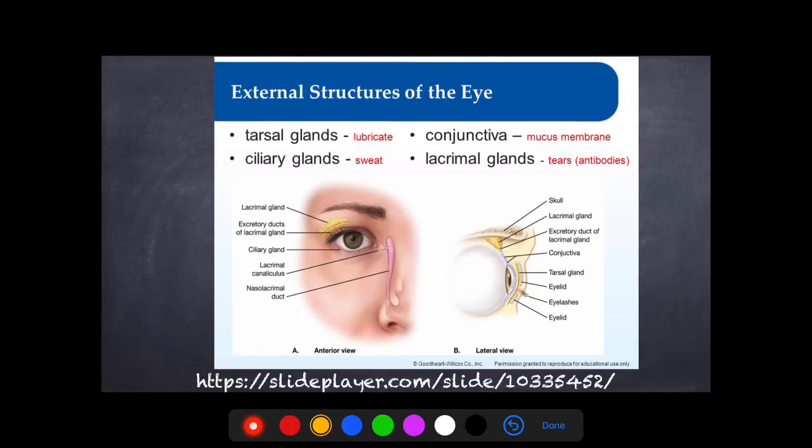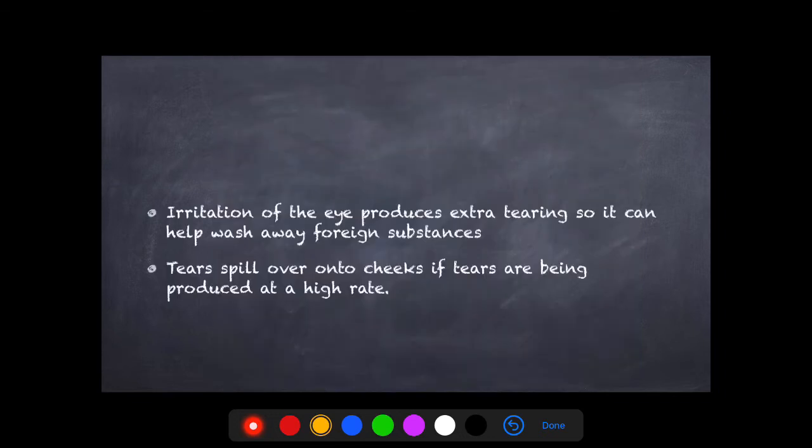So if you look at it here, we have your lacrimal gland up here that will secrete the tears. Then they're going to come out of your excretory ducts, and then they will flow into your lacrimal canaliculus, and then into your nasal lacrimal duct, and then into your nasal cavity, and then it will flow out of your nose. So that's pretty much the process of how tears work in your eye.